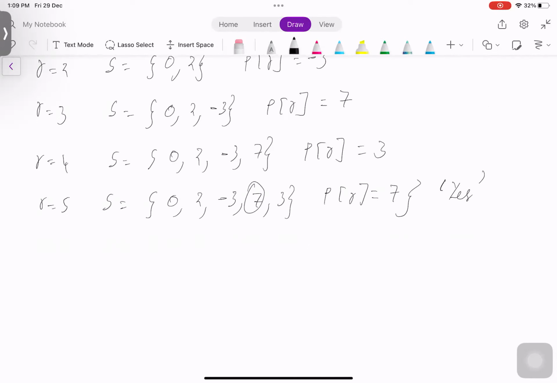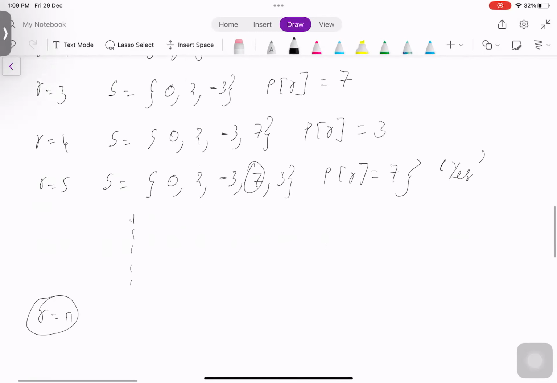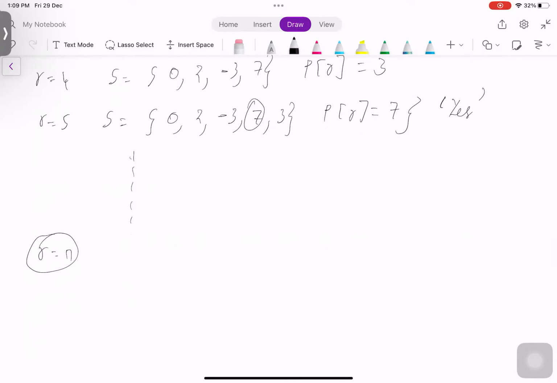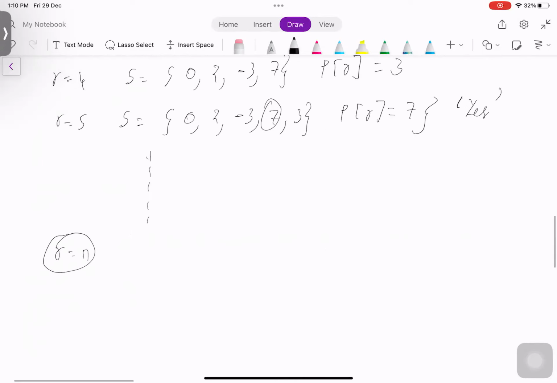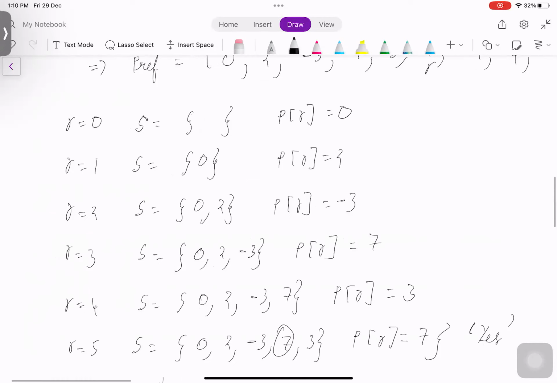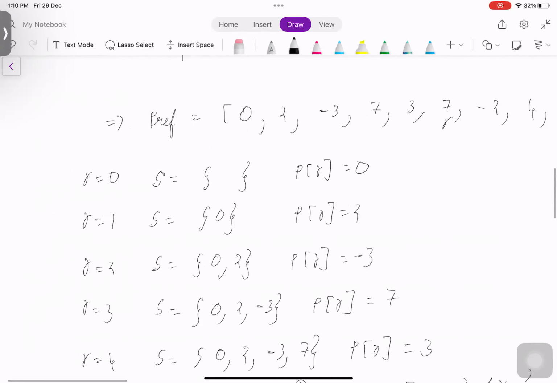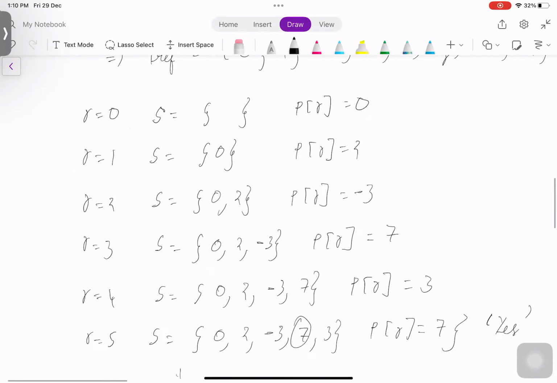And in case we didn't find it, we proceeded until R reaches N. After fixing all n prefix points, if still we couldn't find any prefix L minus 1, then that means there is no such subarray, and in that case we output no. So this way we can implement it, maintaining a set and maintaining a prefix.